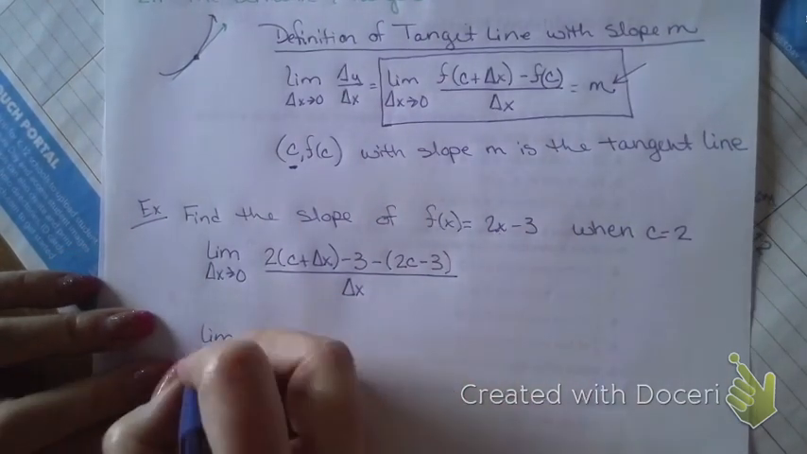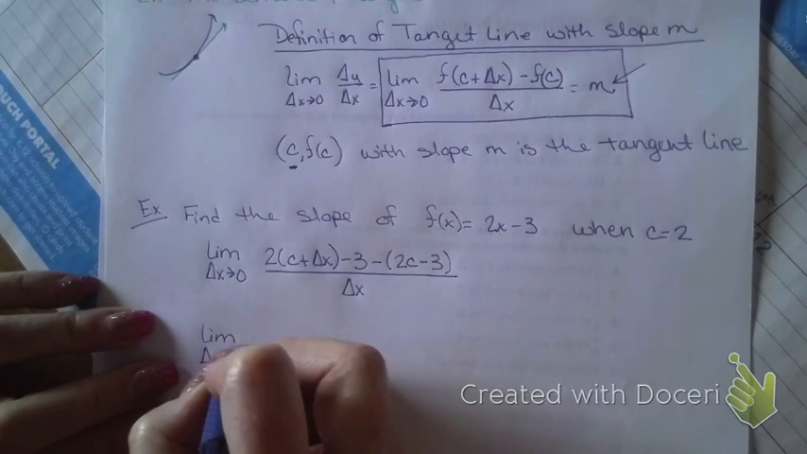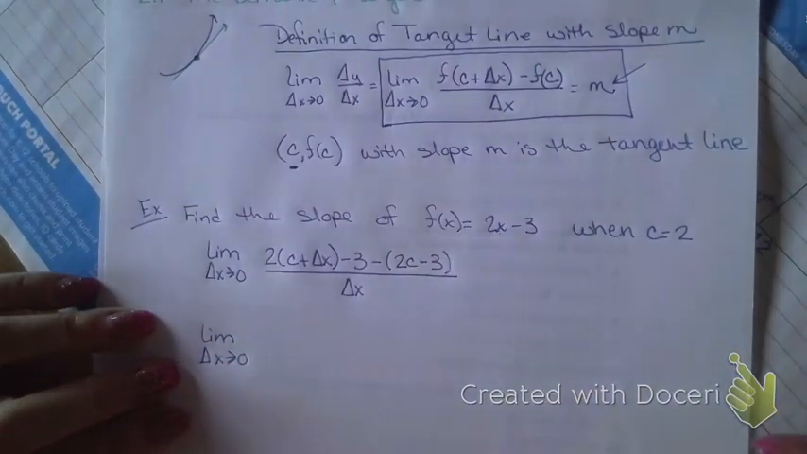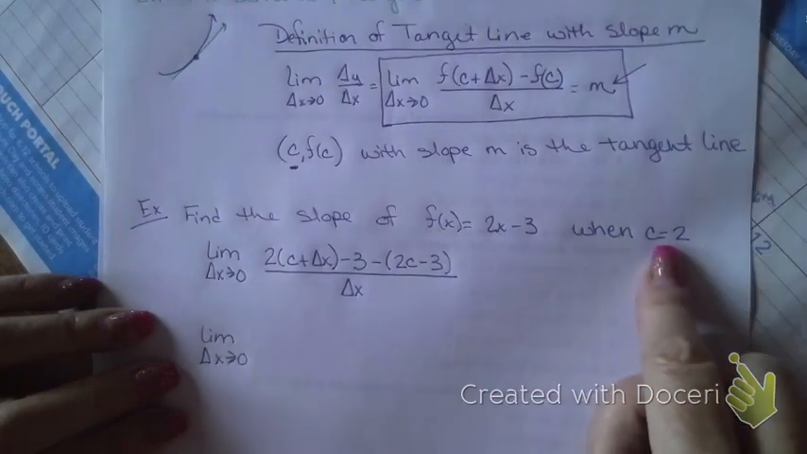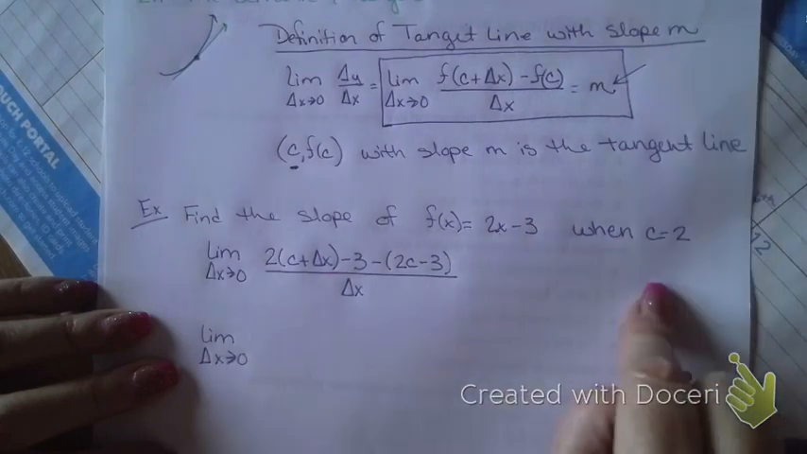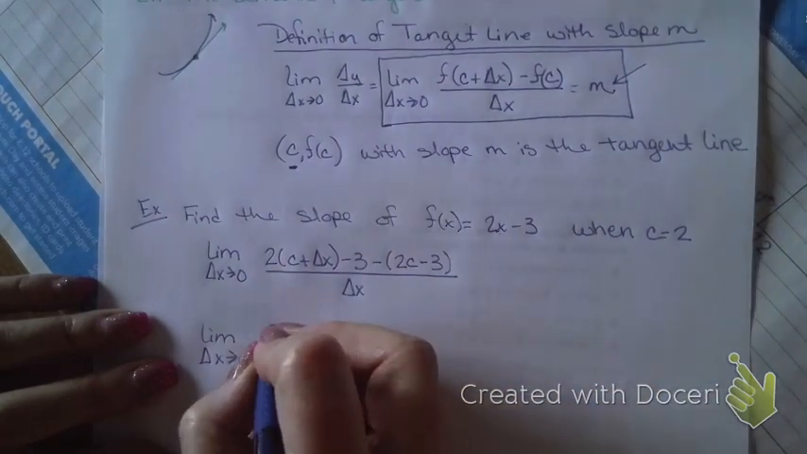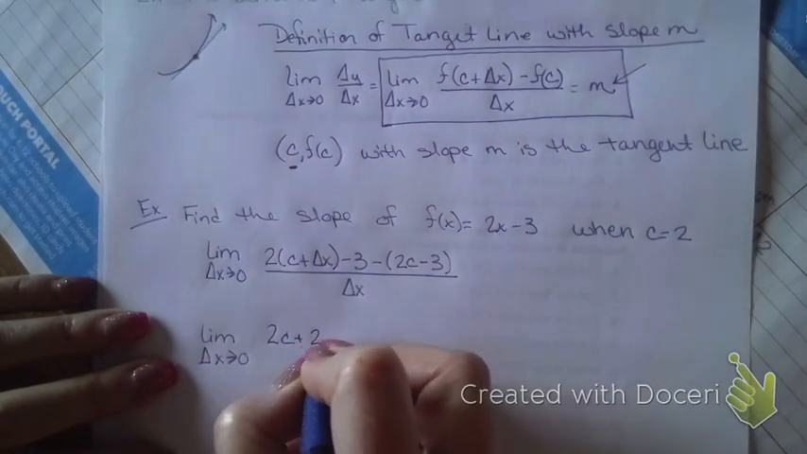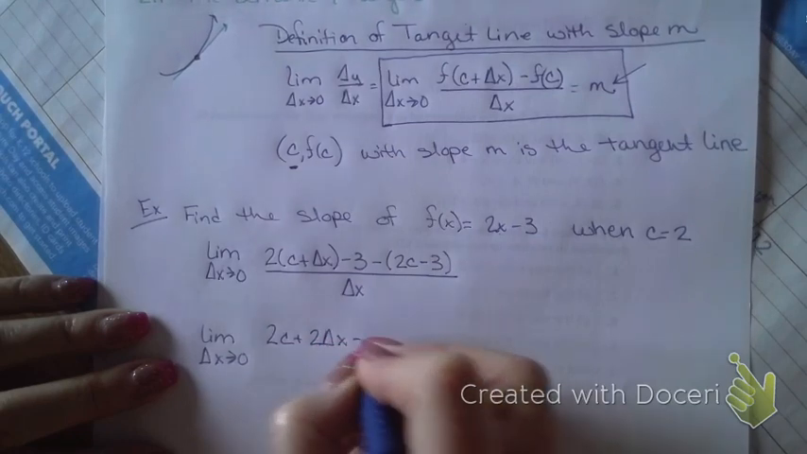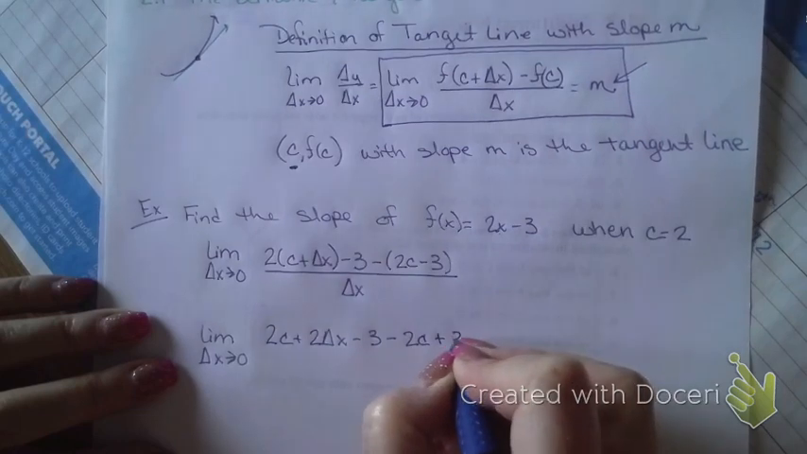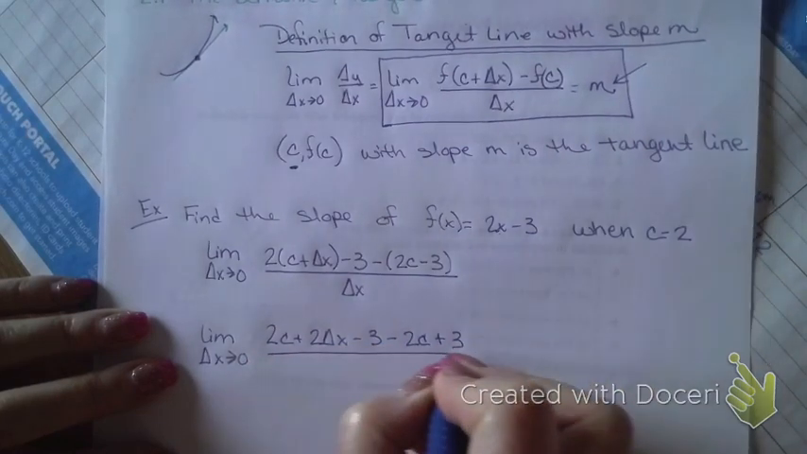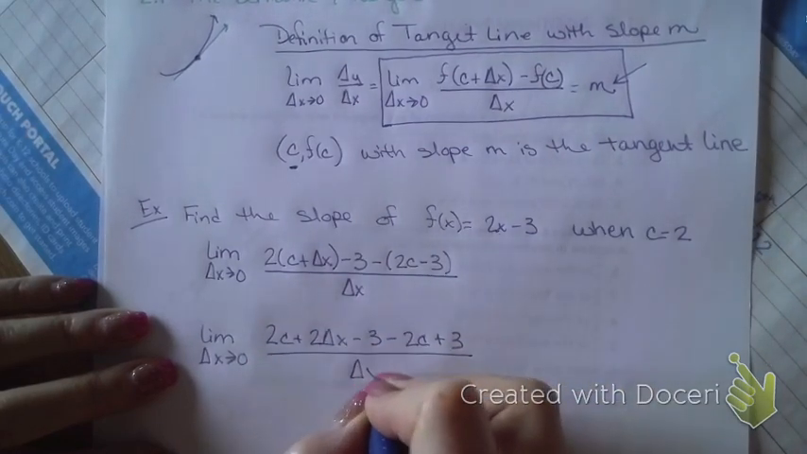You can't put the 2 in for the c. You have to do the problem and then plug in c. Okay? So do this problem, then plug in c. So then I have 2c plus 2 change of x minus 3 minus 2c plus 3 all over the change of x.